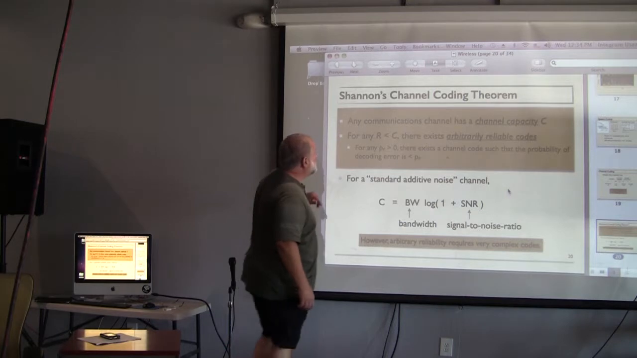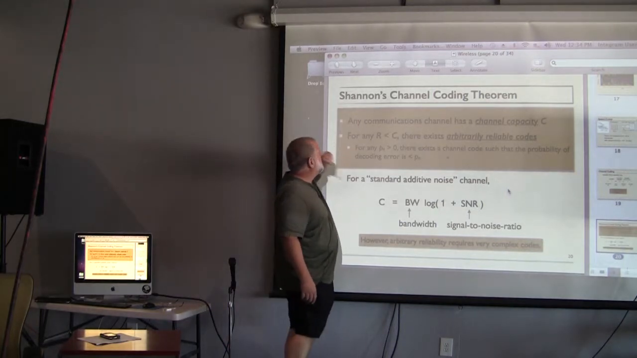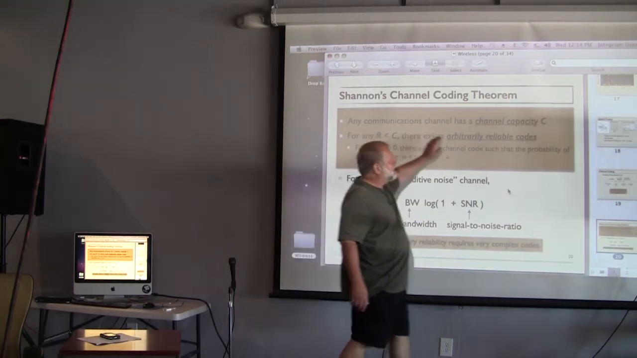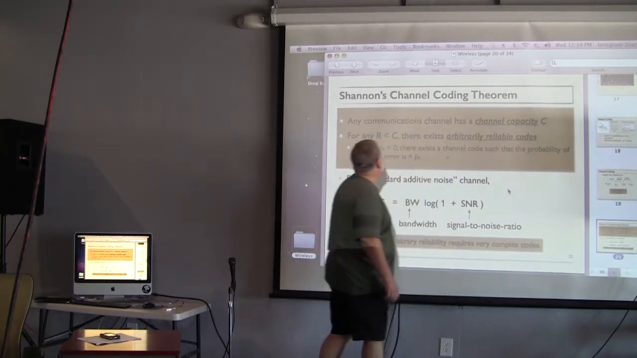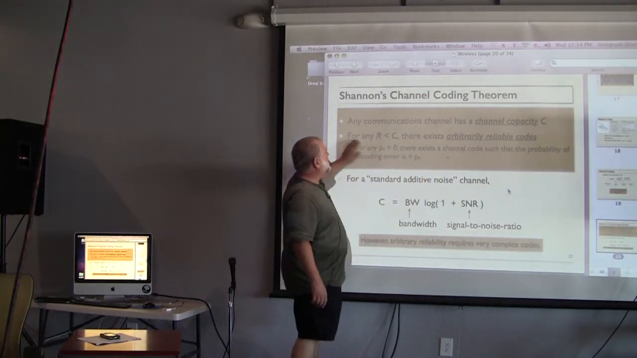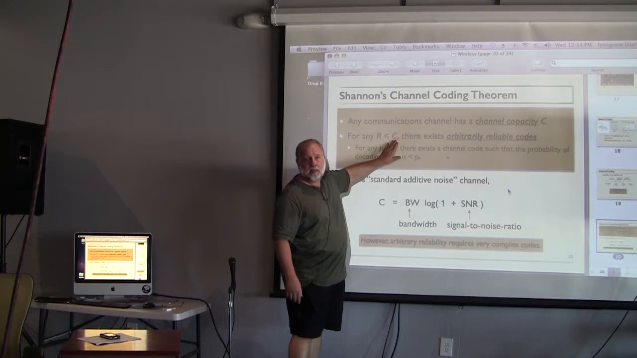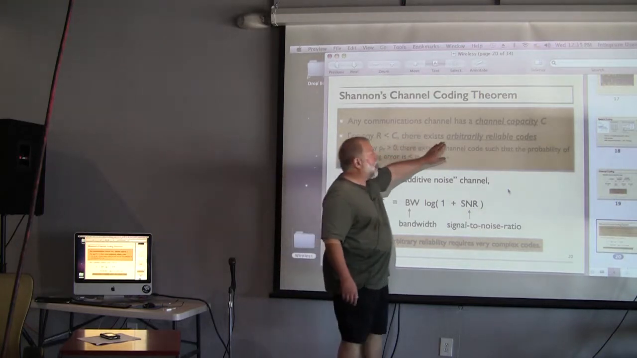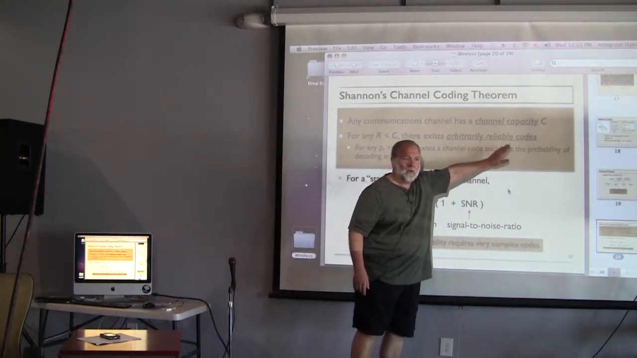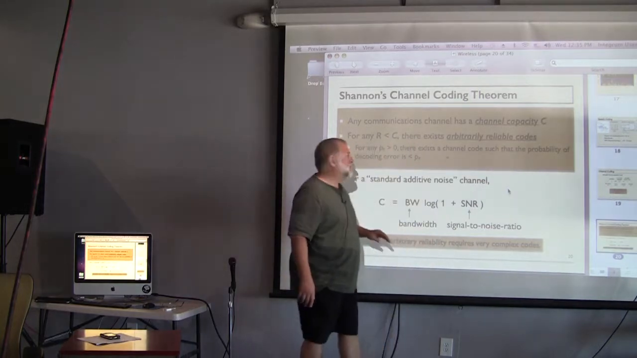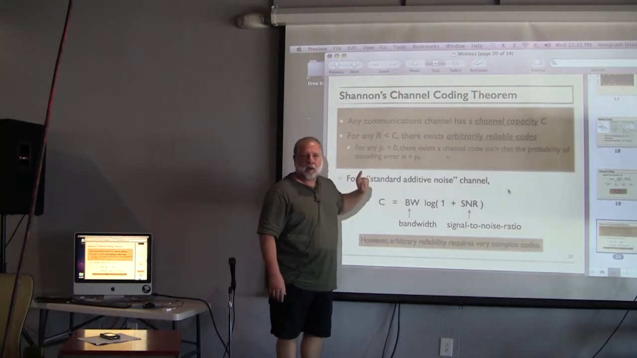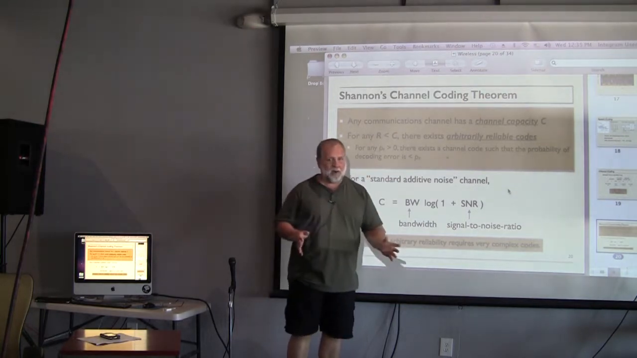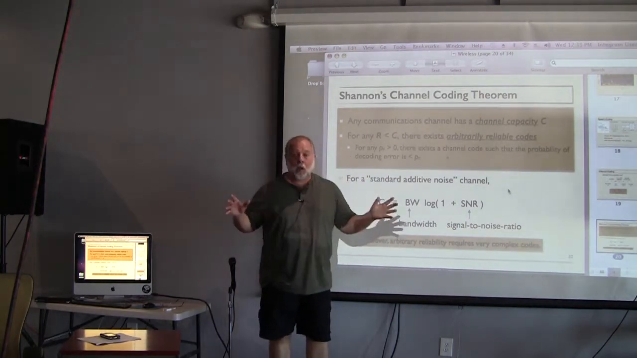Shannon proved his Shannon channel coding theorem, which says that for any communications channel, there is a channel capacity, which we call C, such that for any rate less than C, there exist arbitrarily reliable codes. What that means, in detail, is: pick a decoding error probability. Now, I'm not talking about bit error probability. I'm talking about the whole block.